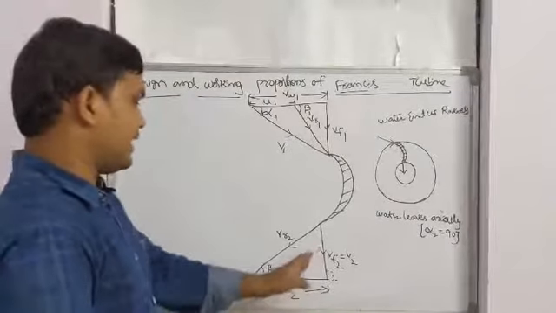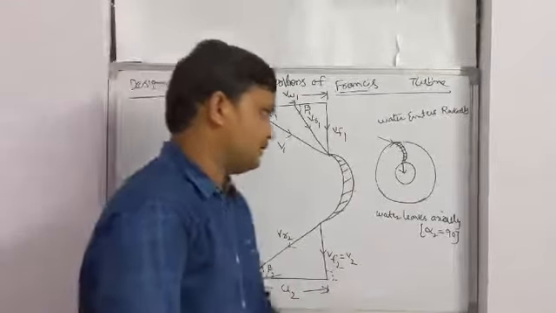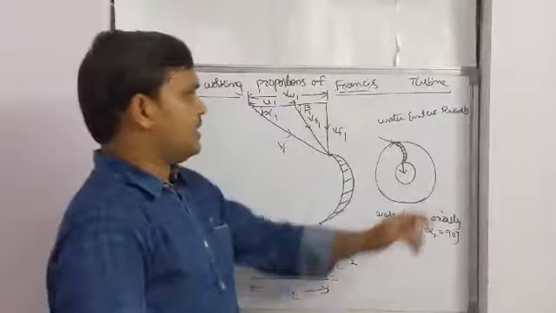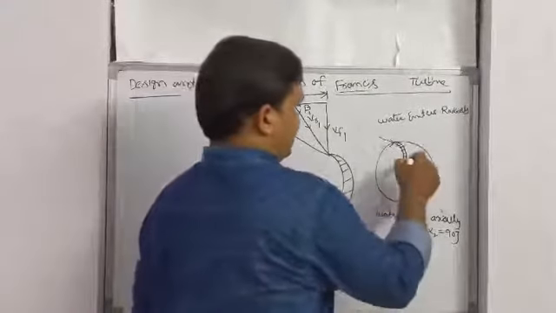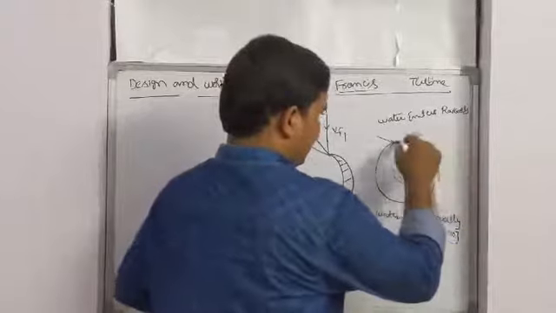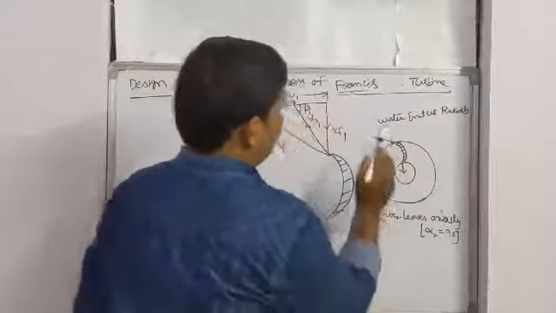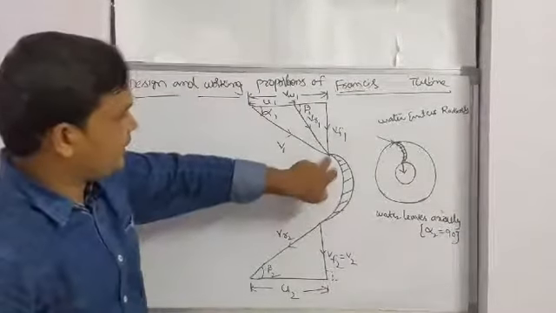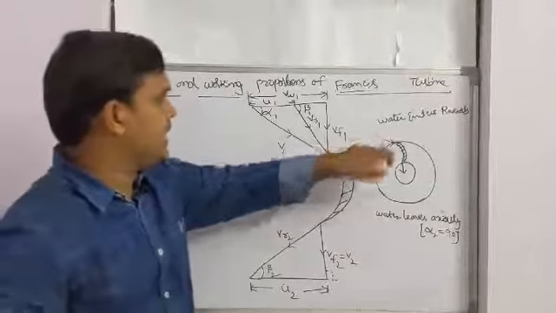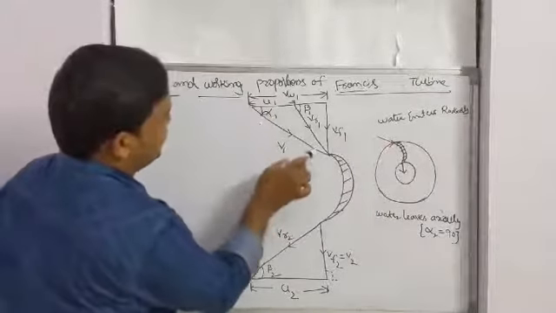Why is it a right angle triangle? Just listen. This is a spiral casing. This is a runner. This is a runner blade. The water enters at the outer periphery, the outer radius, radially with the absolute velocity V1.